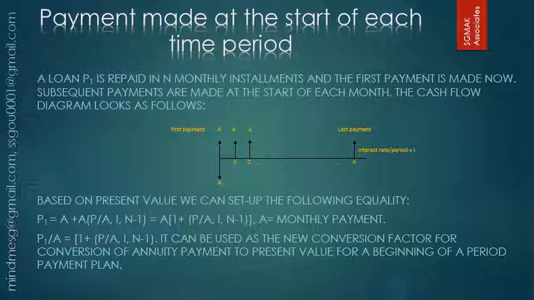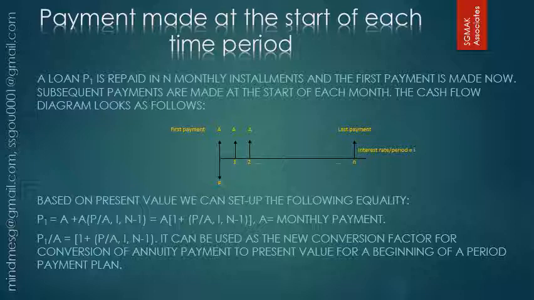So the equivalence equation in terms of present value: P1 is balanced by our payment amount A right now, and N minus 1 end of period annuity payments in the future. So if you bring the present value of that payment, we can write P1 equals A, the first payment now, plus A times (P/A, i, N-1). One less because we have made one payment right at time t equals 0.